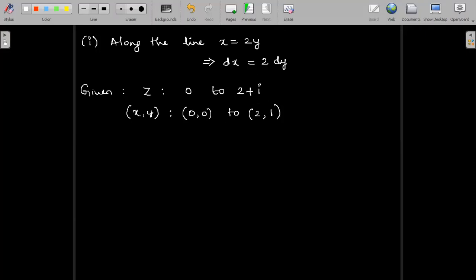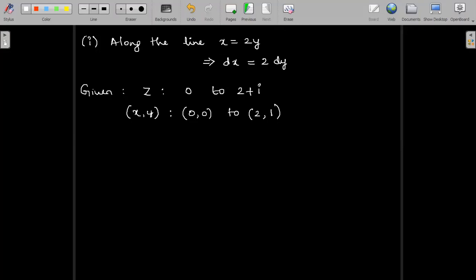A complex number of the form x plus iy. So x is equal to 2, y is equal to 1. x is 2, y is 1. So the coordinates become 2, 1 by comparing with x plus iy. So this is how we will be able to write the coordinates.